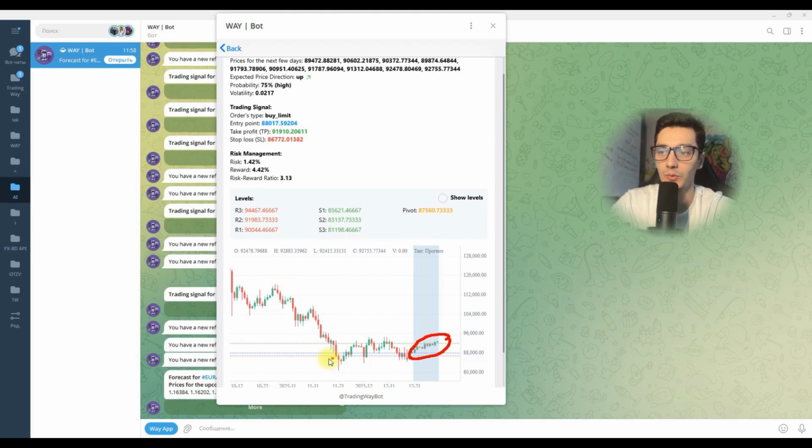That is, in terms of this flat channel, we will have an approach to the border of this flat channel, which the neural network calculates for us. It recommends entering with a buy limit, not at the market price but with a pending order at around 88,000 for Bitcoin. And for take profit, it recommends 91,000, almost 92,000.